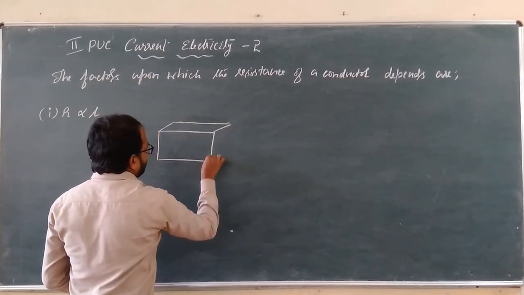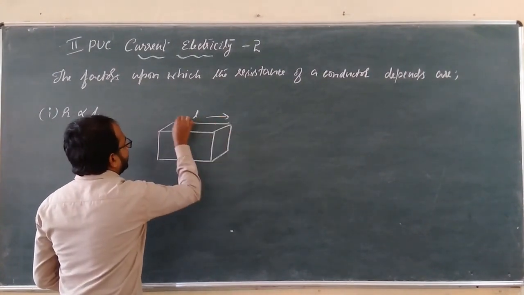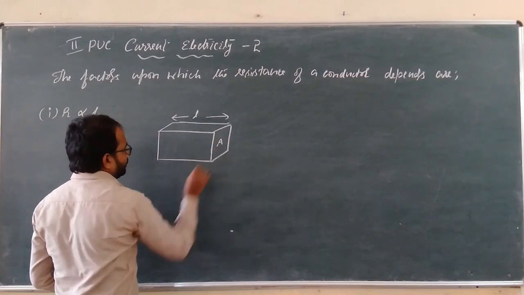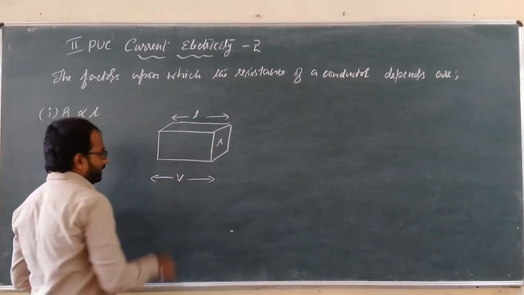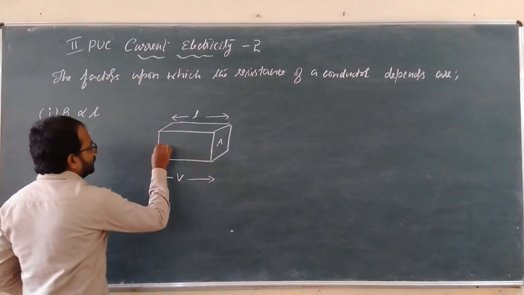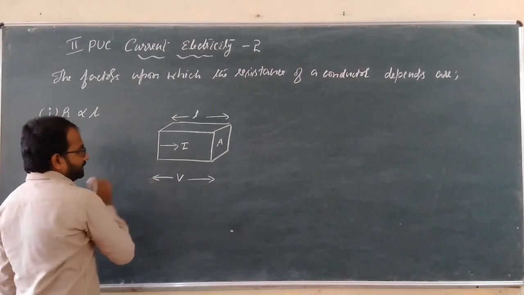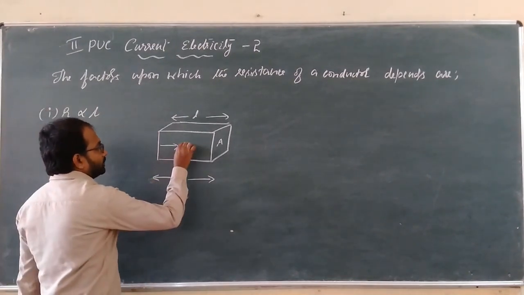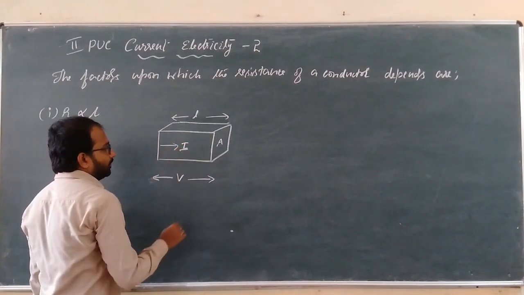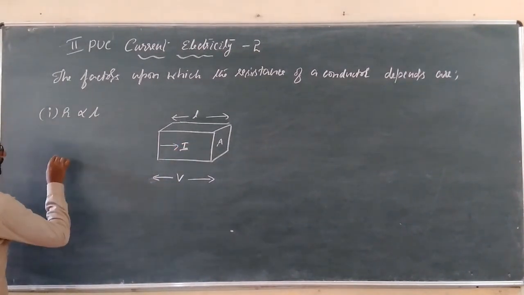Say the length of the conductor is L and area of cross section is A. Say if we apply a potential difference of V across the ends of the conductor, the current flowing through it, let it be I. So it is connected to a supply or battery or cell. So the current flowing through the conductor is I. Now what is the resistance of the conductor?